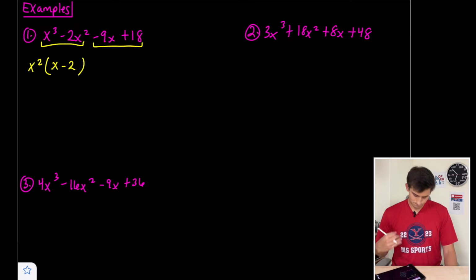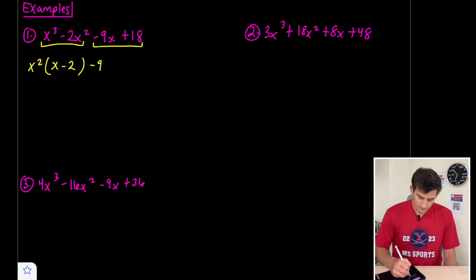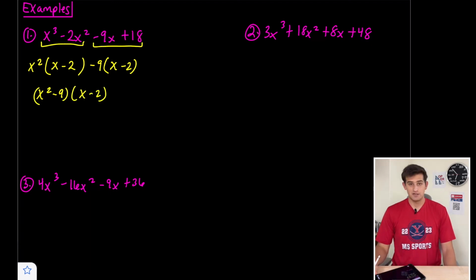So now we're going to take negative 9x plus 18, and what we would like to have happen is that in parentheses we have x minus 2, because then we've created a common binomial that we can factor out. So let's factor out this negative 9, and we're going to get x minus 2. So now we can put together our 2 monomials, x squared minus 9, and our common binomial, x minus 2.